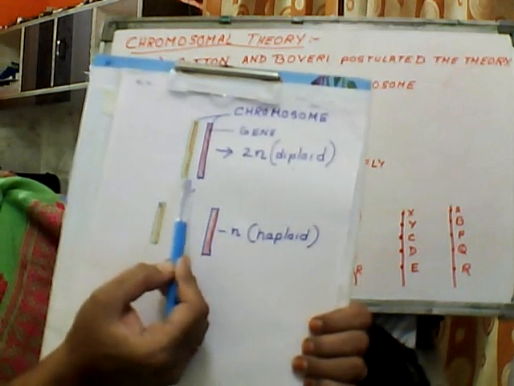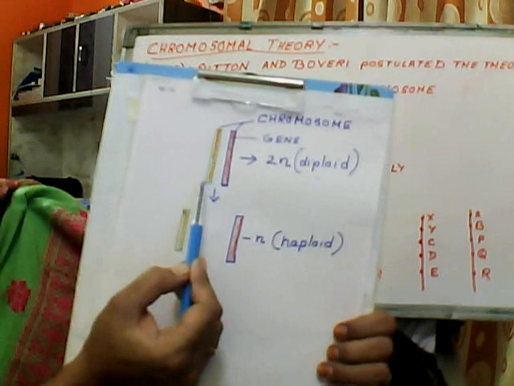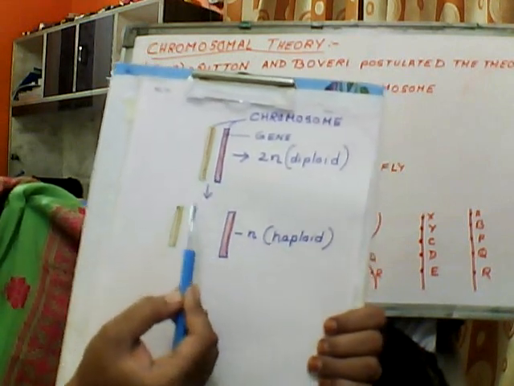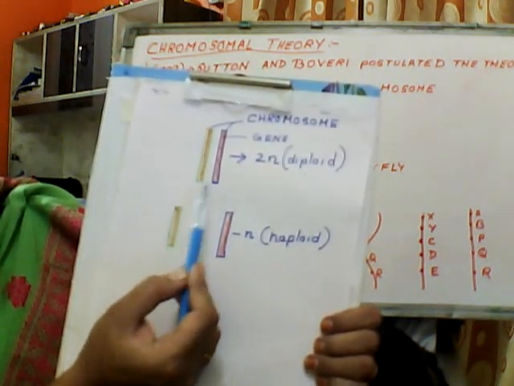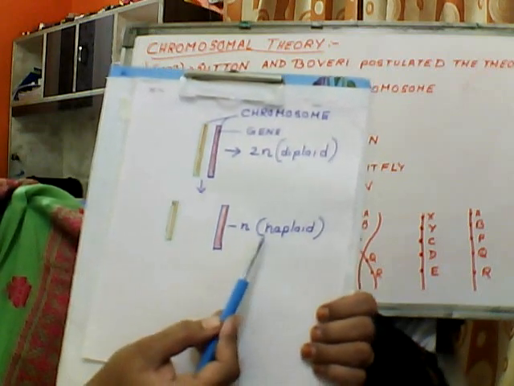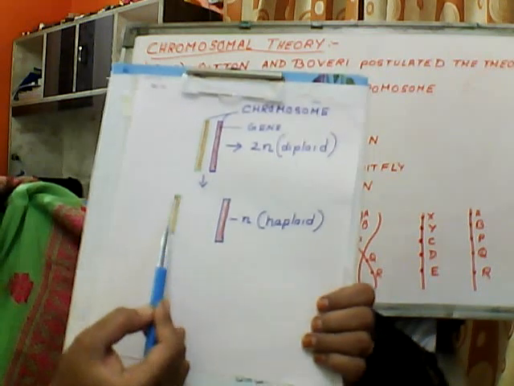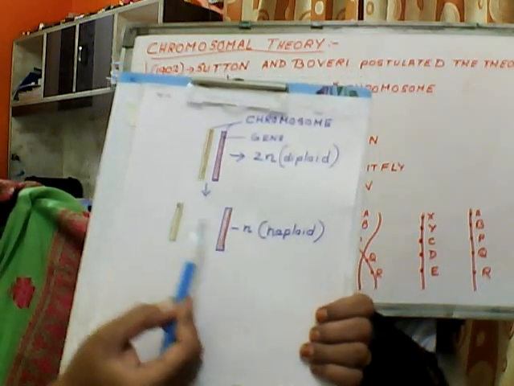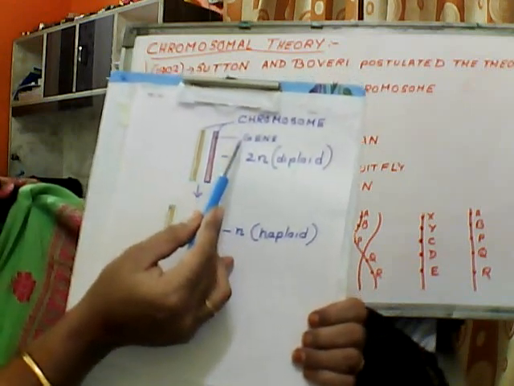So when the chromosomes are in pairs, that means the genes which are located linearly are also in pair form. But when gamete formation takes place, this paired chromosome gets separated. That means it has n number, haploid. And when the chromosomes are separated, the paired genes present on them also get separated. So chromosome and gene work parallelly.